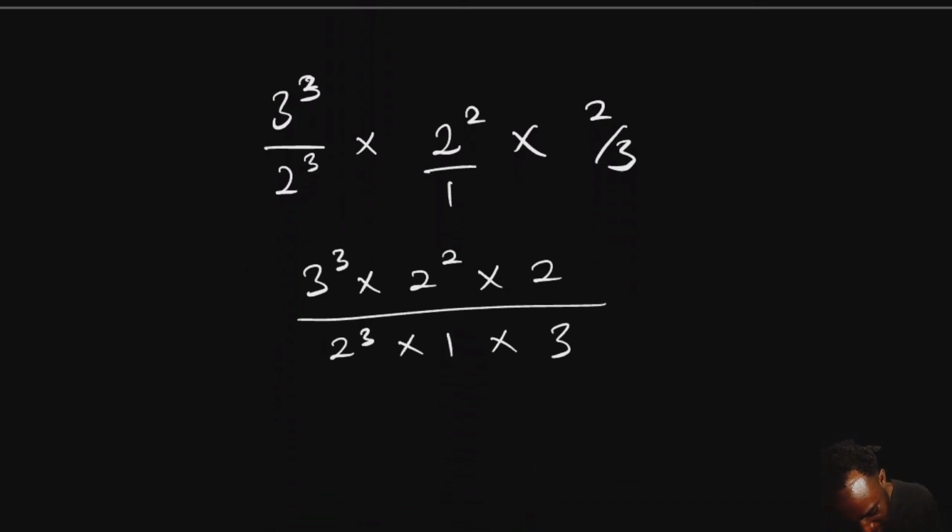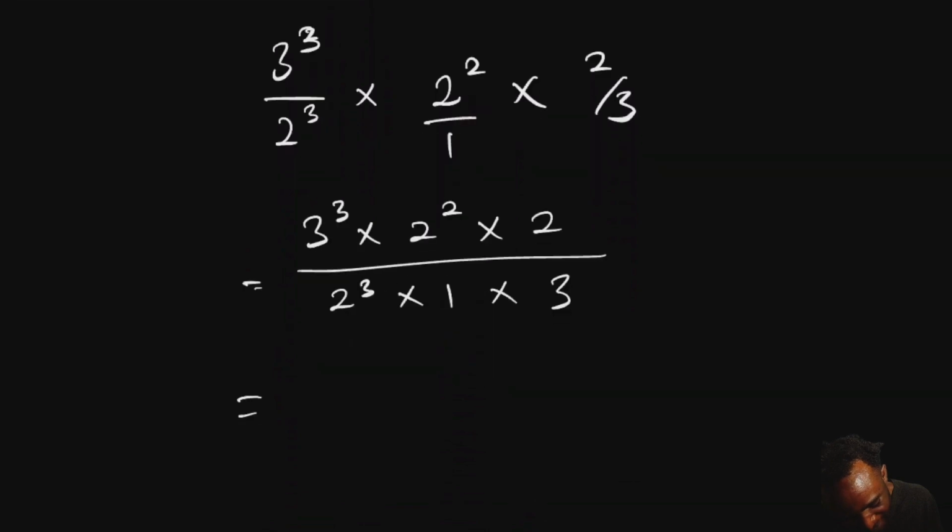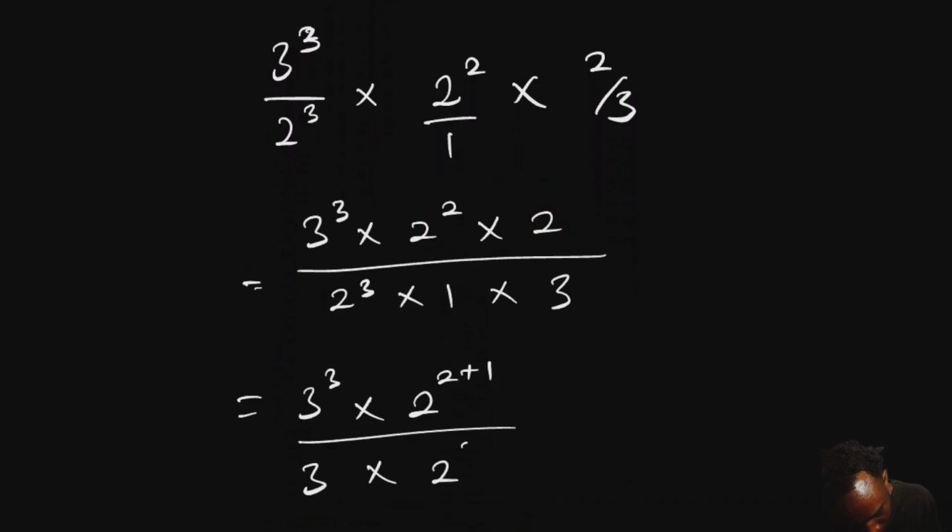Using the laws of indices, we can further simplify this. Over here we have the product rule, or the multiplication rule. We have the same base, so we just add the indices. What do we get at the top? We have now 3 raised to the power 3 times 2 raised to the power 2 plus 1, just like this. And over here we have 3 times 2 raised to the power 3.